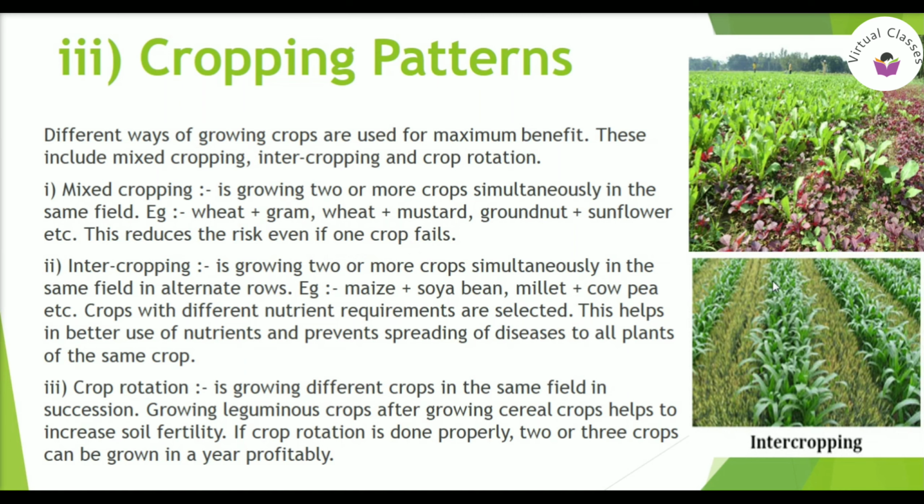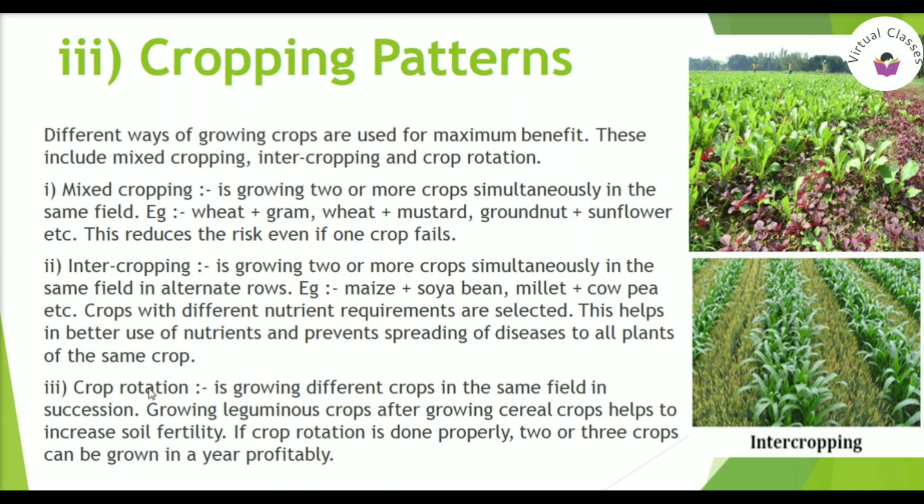Next is intercropping. It is growing two or more crops simultaneously in the same field in alternate rows. Example, maize, soya bean, millet, cowpea, etc. Crops with different nutrient requirements are selected. This helps in better use of nutrients and prevents spreading of diseases to all plants of the same crop.